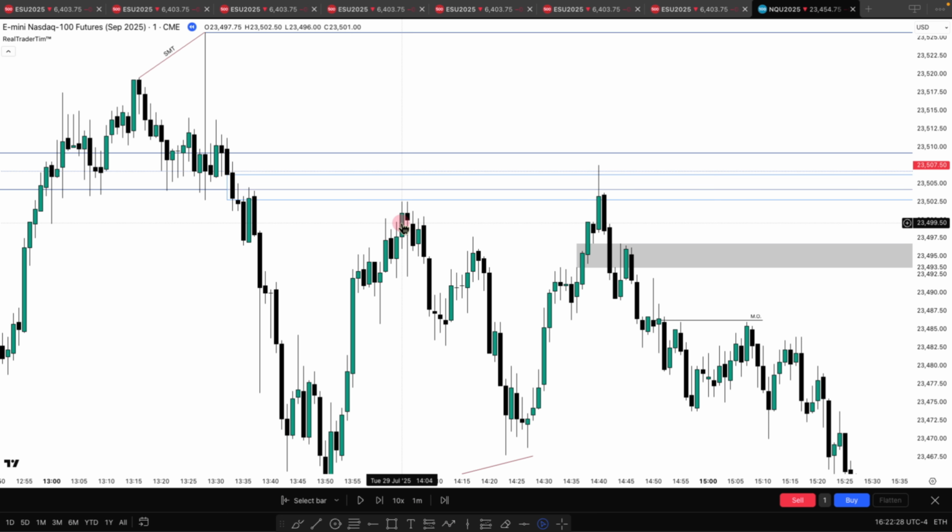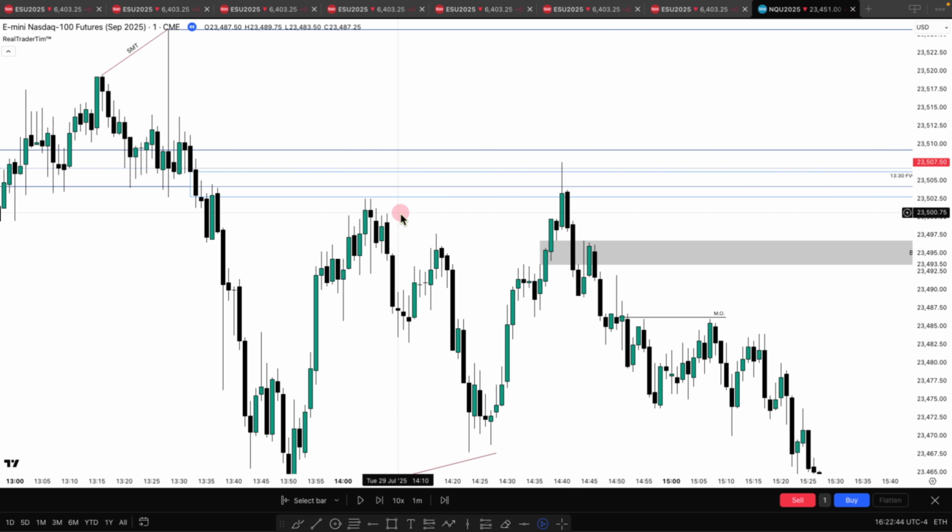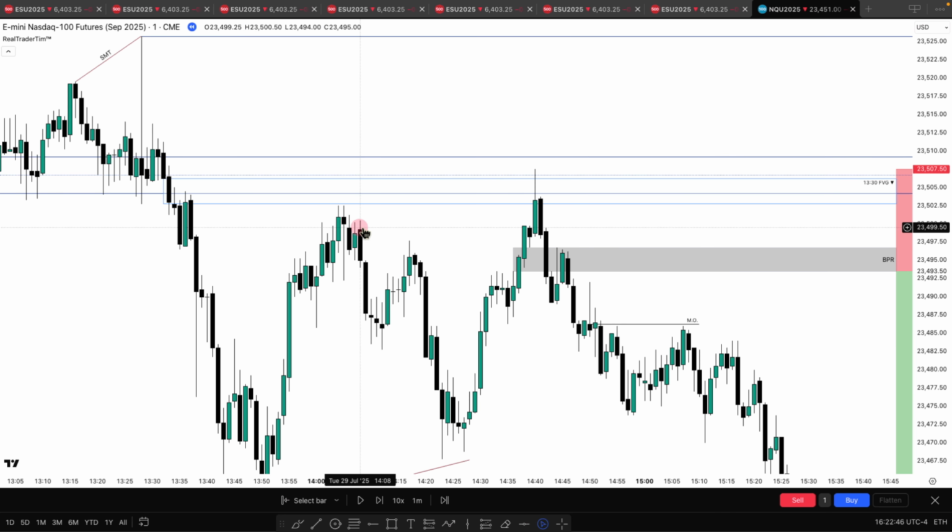The high of this candle is 23,502.5. Okay. Now, the low of the 130 fair value gap is 23,503. So this is falling half a point short of a key inefficiency. Now, this is an extremely useful gem I'm going to share here.